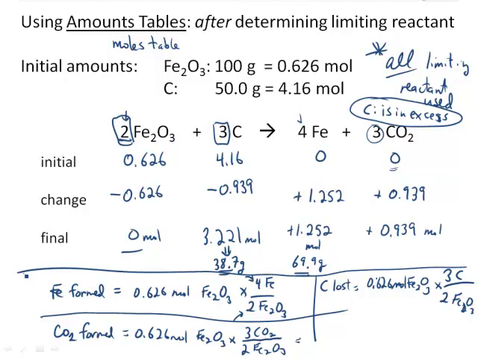And the amount of carbon dioxide you make is 0.939 times 44.01. That's the molar mass for carbon dioxide, which is 41.3 grams of carbon dioxide that you will make. And that's it. So you know exactly how much of each entity, either reactant or product, will be remaining when the reaction is complete. And so this whole idea of a moles table allows you to keep track of both the reactants and the products.